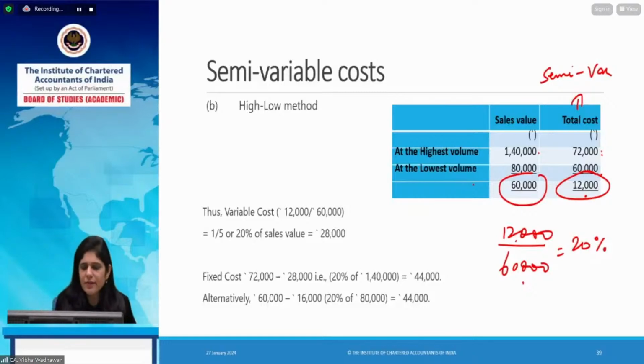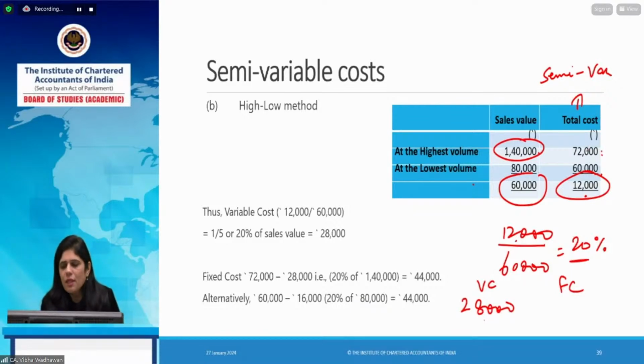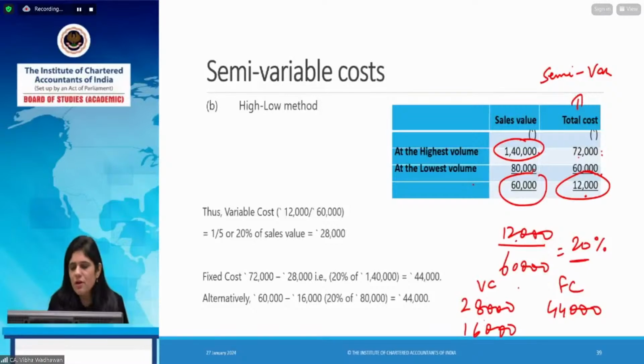तो अब आप calculate करिए. 1,40,000 में से 20% is 28,000. Variable cost and fixed cost. 20% of 1,40,000 is 28,000. So 72,000 में से 28,000 is variable cost. Fixed cost is 44,000. Similarly, for the lowest volume, 80,000 is sales and 20% of sales is variable cost. So 16,000 is variable cost. Out of 60,000, 16,000 is variable cost. Balance is 44,000. See, fixed cost will be same.